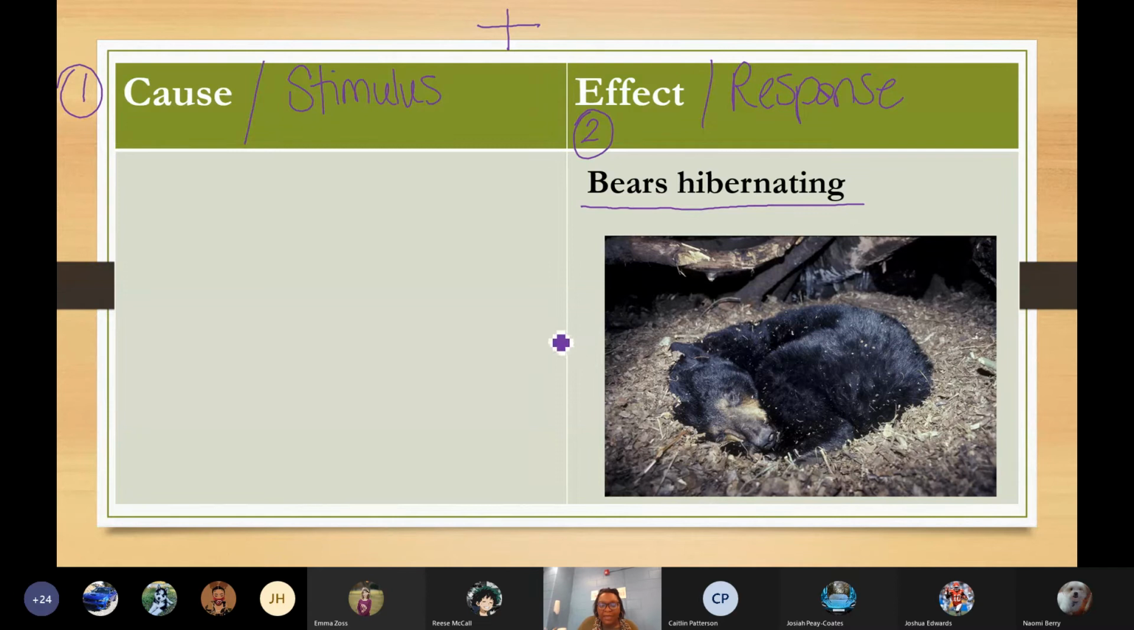Bears hibernating. That's what happens. Someone turn on your mic and let me know what would be the cause for that. What would happen externally outside to let the bear know it's time to hibernate? When winter comes. When temperature change. Very good. Temperature change.